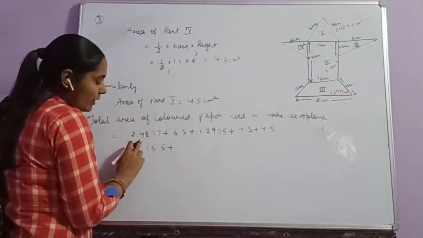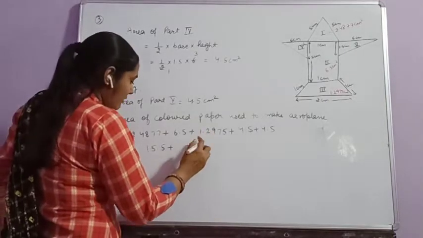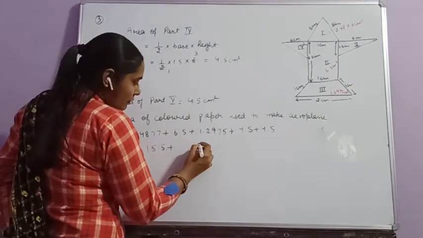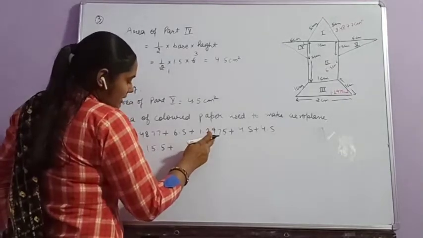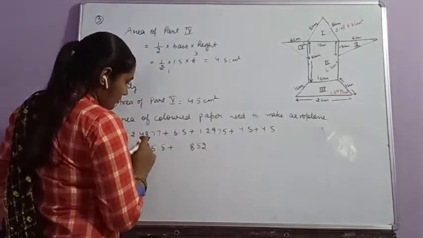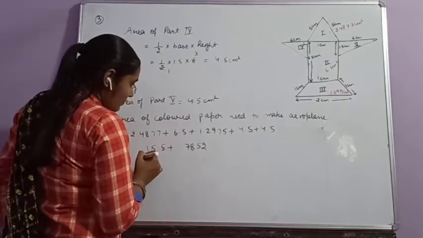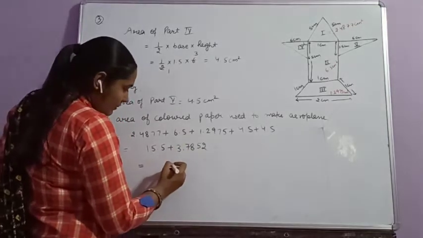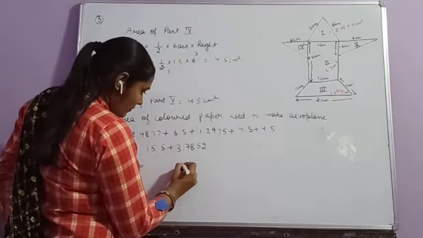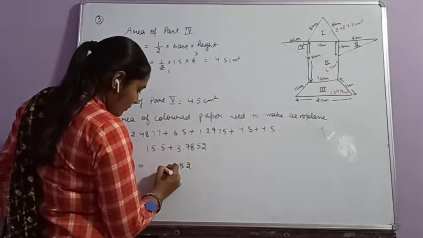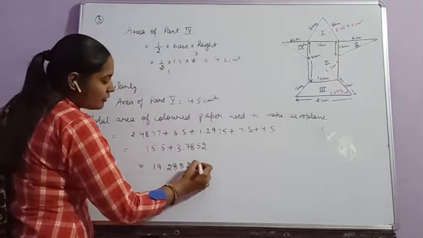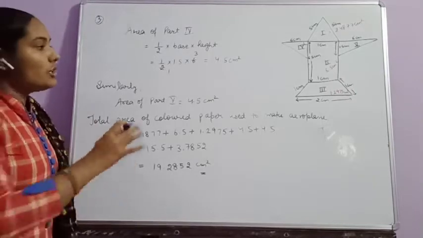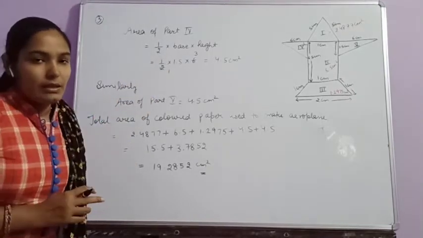Now we add 2.4877 plus 1.2975, that will be 7 plus 5 is 12, 7 plus 7 is 14, plus 1 is 15, 8 plus 9 is 17, plus 1 is 18, 4 plus 2 is 6, plus carry 1 is 7, 3.7852. That will be equal to 19.2852 square centimeter. That will be the area of colored paper used to make that aeroplane. Clear? Next question.